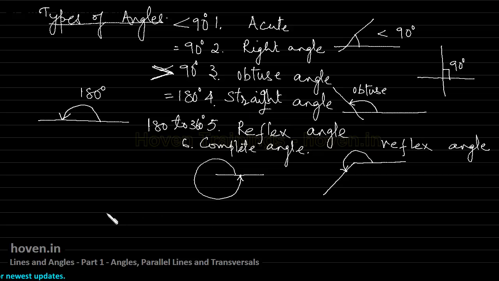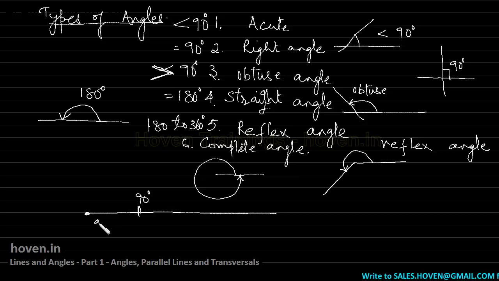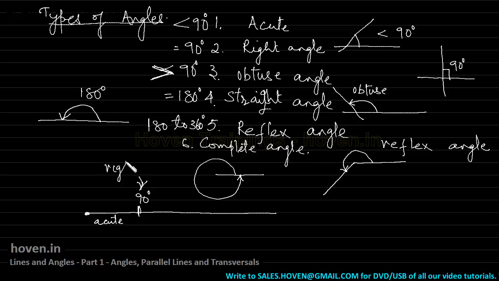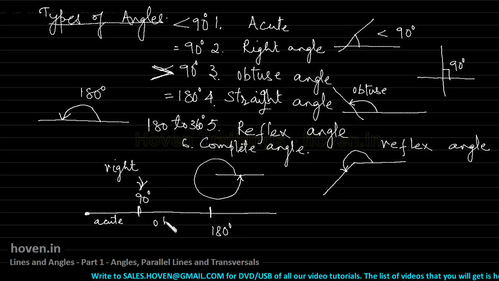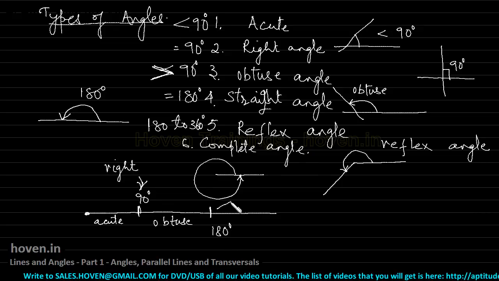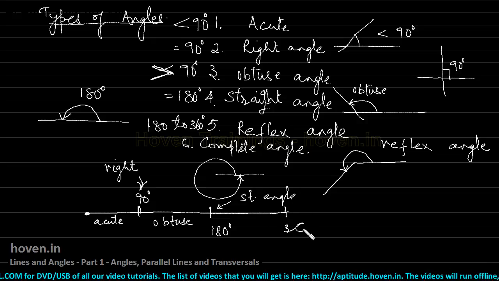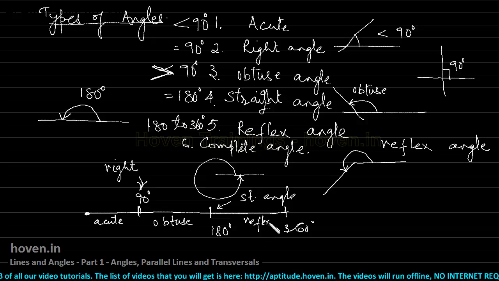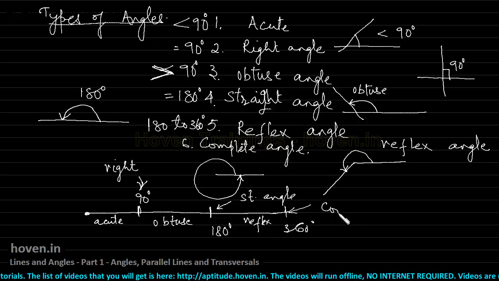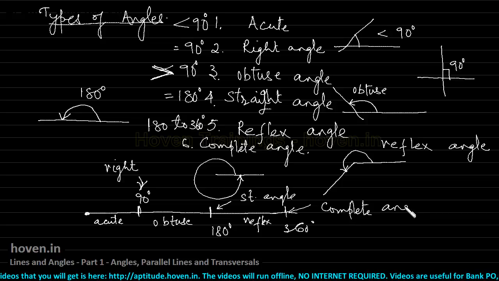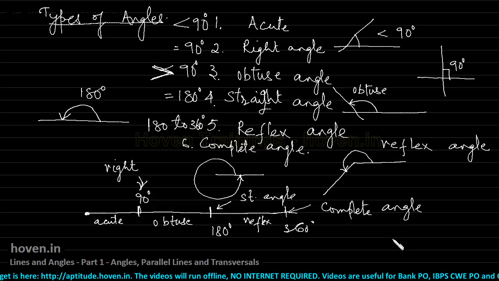So these are the various types of angles. If I represent them in a diagram on a straight line, then an angle between 0 and 90 degrees is called an acute angle. An angle of 90 degrees is called a right angle. Between 90 and 180, it is called an obtuse angle. At 180 degrees, it is called a straight angle. Between 180 and 360 degrees, it is called a reflex angle. And at 360 degrees, it is called a complete angle. So these are the various types of angles that we have in geometry.